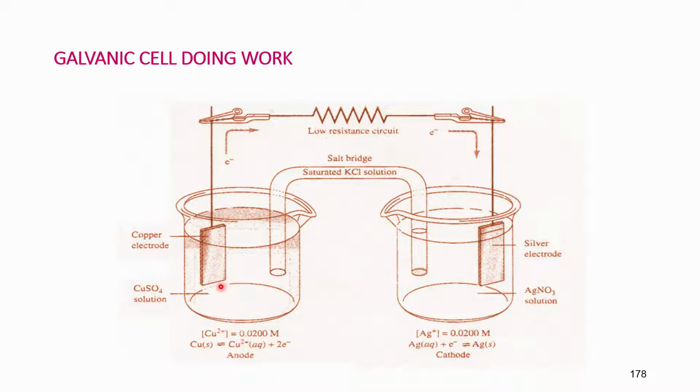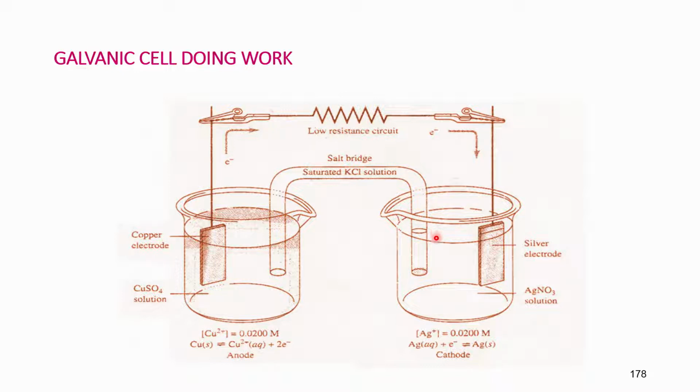Here copper solid will dissociate to give you Cu2+ and 2e-. These electrons will be conducted through the external circuit, and electric current will be flowing. In the outside part there is only electronic movement, and inside the beakers and the salt bridge there will be ionic movement. You should understand that clearly. So, this is how a galvanic cell is doing the work.